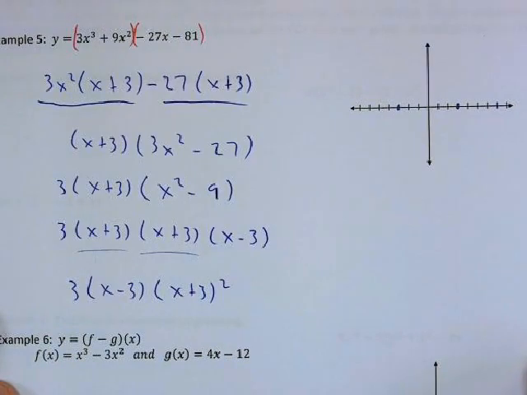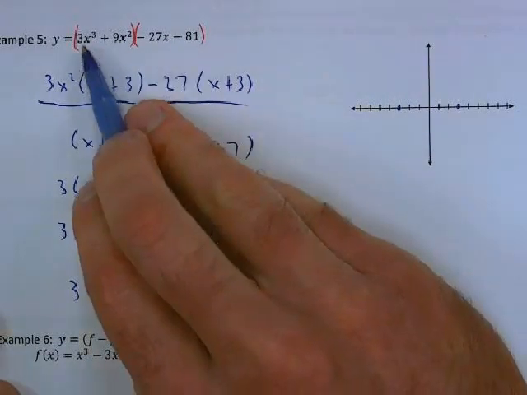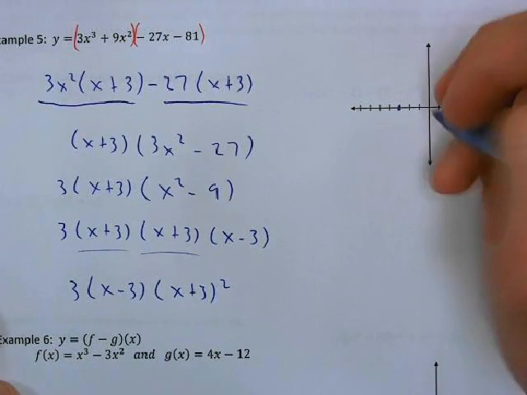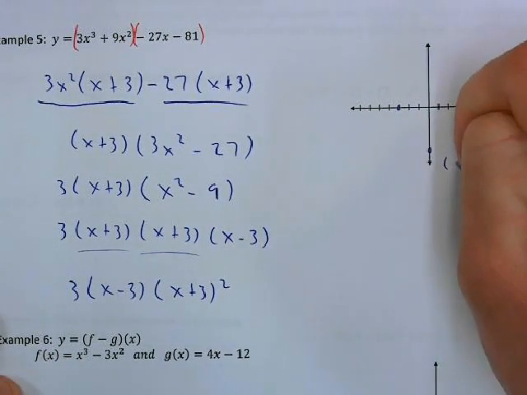Where's our y-intercept going to be? Now, don't bother plugging in 0 and working it out. It's easier if you plug in 0 up here. If I plug in 0, that's gone, and that's gone. And I get my y-intercept is negative 81. So it's going to be down here somewhere. And as long as it's labeled correctly, then that's where it is.